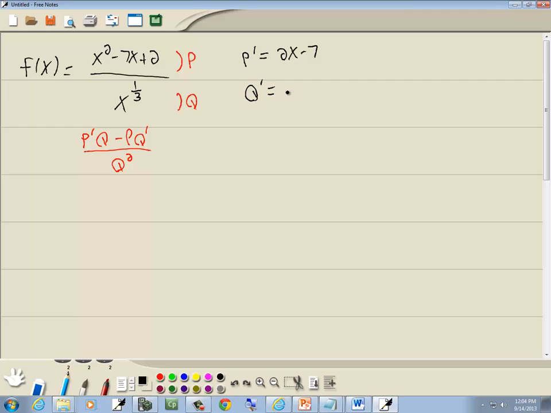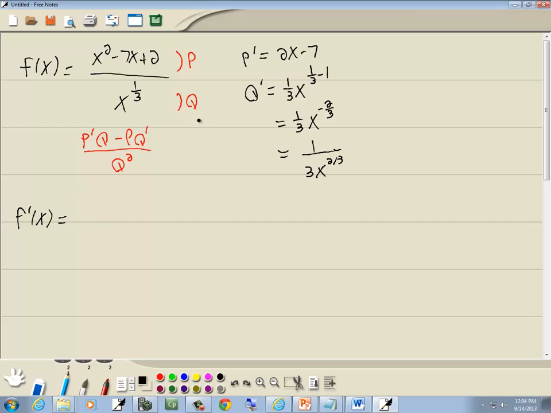For q prime, take your power, put it out in front, lower it by 1. So I got 1/3 minus 1. That gives us 1/3 x to the negative 2/3. And we don't want any negative exponents, so I'll take it back down to the denominator. So that becomes 3x to the 2/3 in the denominator. Again, when you take anything opposite where it's at in a fraction, the sign of the exponent changes. So the x to negative 2/3 became x to positive 2/3 when you take it down below.